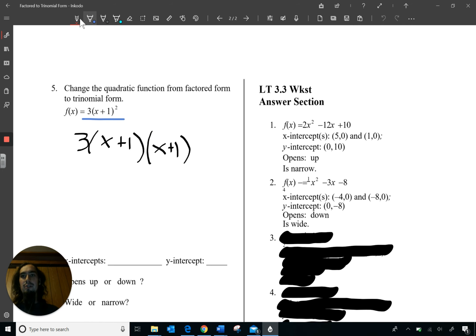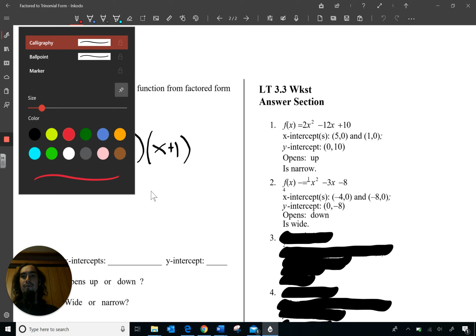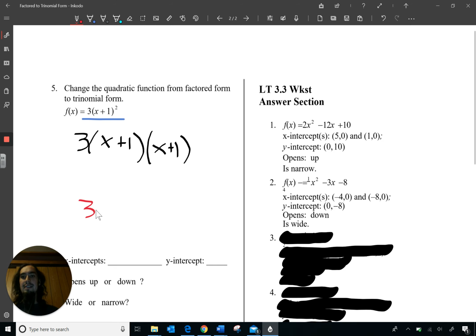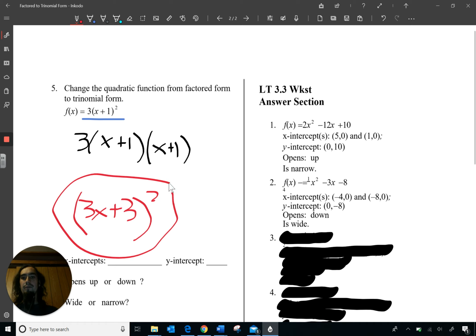Do not do, and I'm going to do this in red. Don't do this. Do not distribute the 3 inside and get 3x plus 1, or sorry, 3x plus 3 squared. This is not okay. What I did is I distributed the 3 in first. Don't do that. If you do that, you're going to be multiplying by 3 twice. You're going to get an extra factor of 3, and then your intercepts are going to be wrong, and it's going to be unfortunate. So don't do that. Make sure you distribute the parentheses first with the square, then multiply the a value.